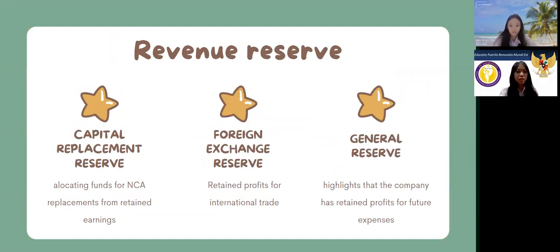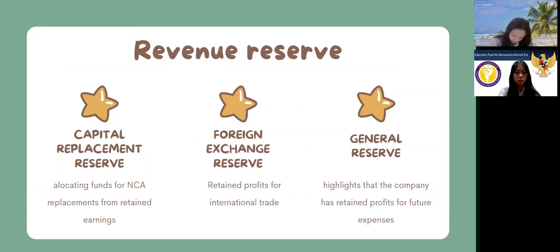Revenue reserves are divided into three parts, which are capital replacement reserve, foreign exchange reserve, and general reserve. Capital replacement reserve is created because the company may need to allocate funds in the future for replacement of non-current assets. And this is created by transferring amounts from the retained earnings to the reserve. This uses the accounting concept of prudence because it is used to highlight that the users are aware of the financial statements before purchasing or doing a transaction in the company.